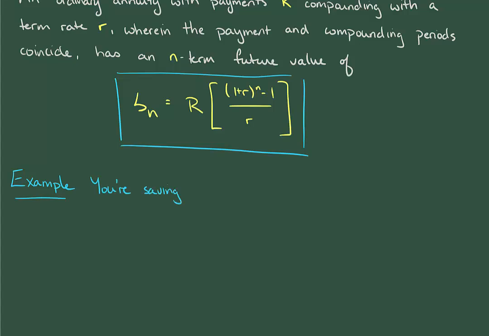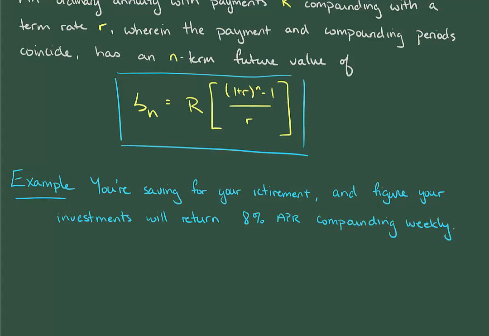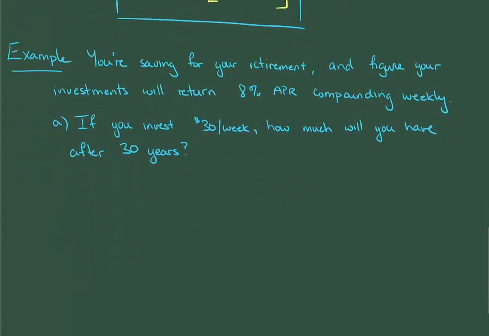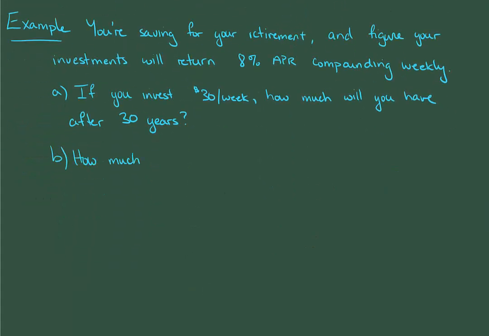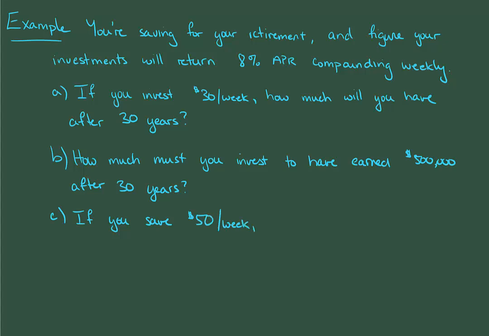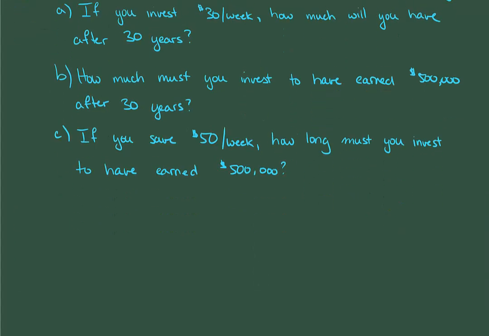So let's suppose you're saving up for your retirement, and you figure your investments could see an APR of, let's say, 8% compounding weekly. If you invest $30 a week, how much will you have after 30 years? All right, let's do part B. How much must you invest each week in order to make $500,000 in 30 years? And finally, part C, if you make $50 a week, how long do you have to save in order to earn $500,000?